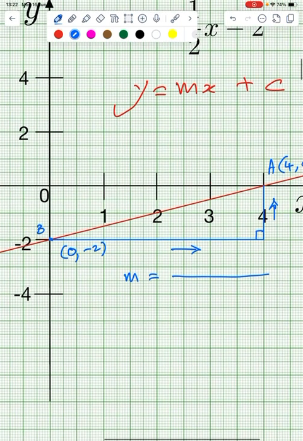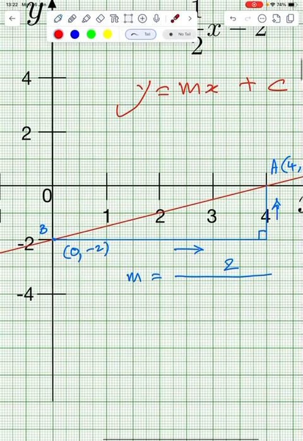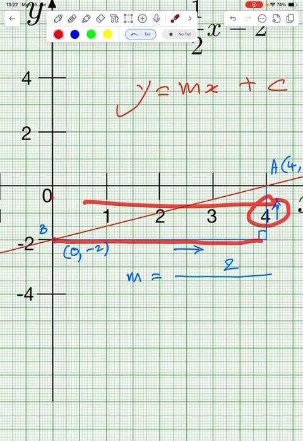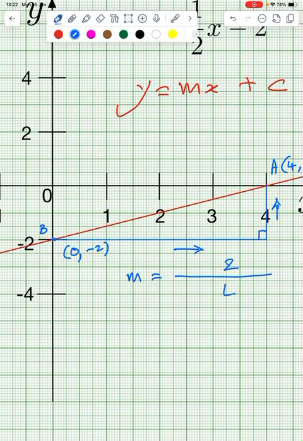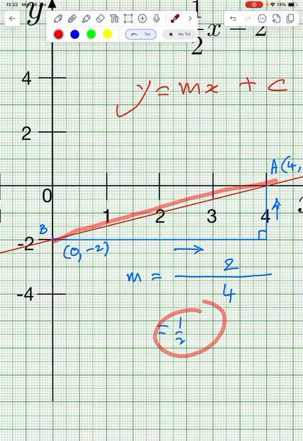The rise is 2 units, from 0 to 2 units, and your run from here to here is 4 units, correct? 0 to 4, so 4 units. So yep, 2 divided by 4 is half. That's it. And since it's going upwards, it's a positive gradient. Unless of course it's going downwards, then it's a negative gradient.